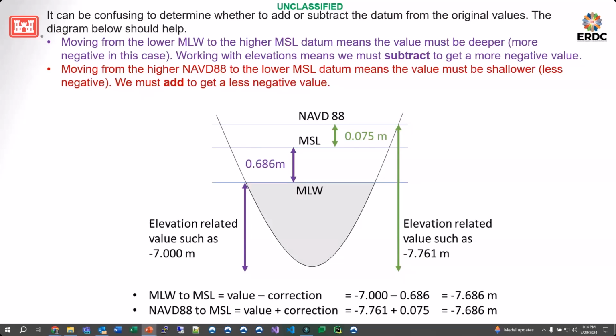I'm just mentioning here that it can be confusing when you're working with datums and how the different datums relate to each other, and whether or not you need to add values to convert from one datum to another or subtract values to get from one datum to another. This just helps me visualize a little bit more, so I fully understand what's going on and how to make these changes.